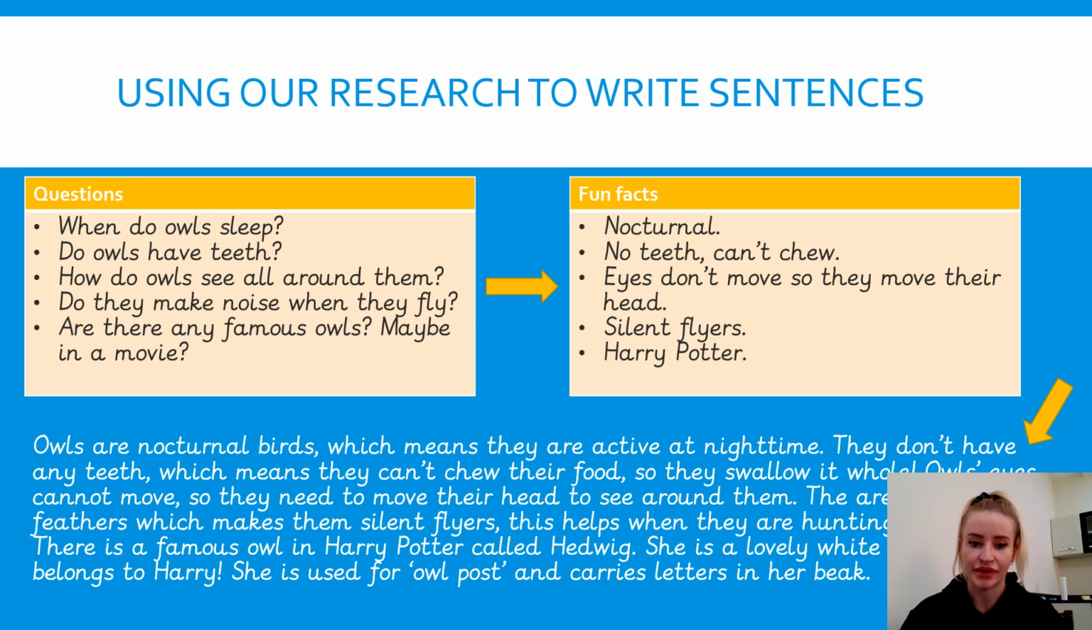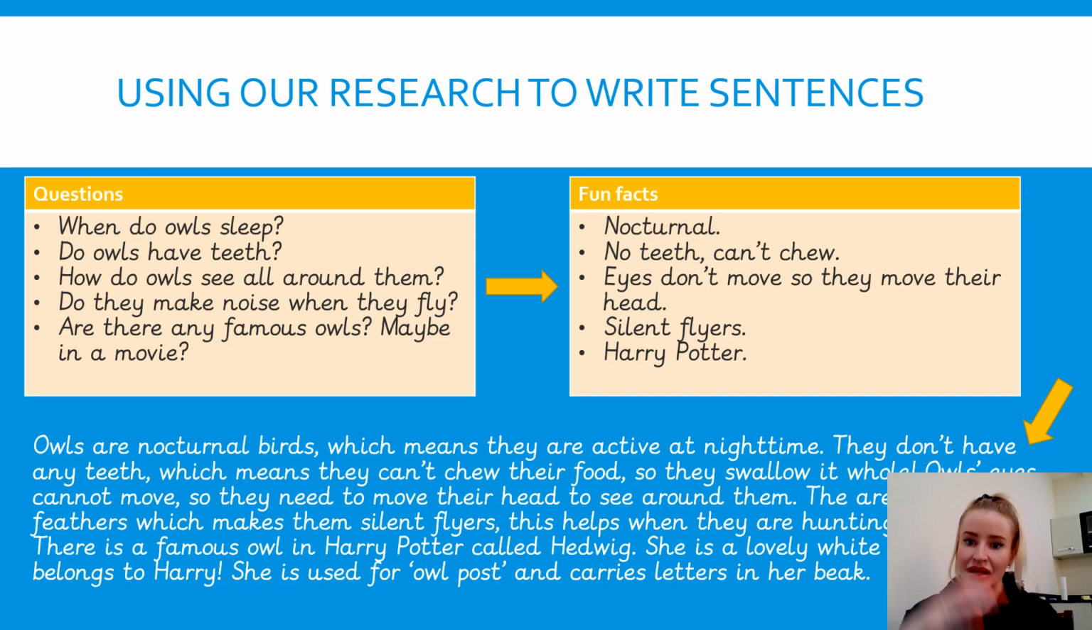So I'll read my final section here of my fact file. Owls are nocturnal birds, which means that they are active at night time. They don't have any teeth, which means they can't chew their food, so they swallow it whole. Owls' eyes cannot move, so they need to move their heads to see around them. They have super soft feathers, which makes them silent flyers. This helps when they are hunting their prey. There is a famous owl in Harry Potter called Hedwig. She is a lovely white snowy owl and she belongs to Harry. She is used for owl post and she carries letters in her beak.